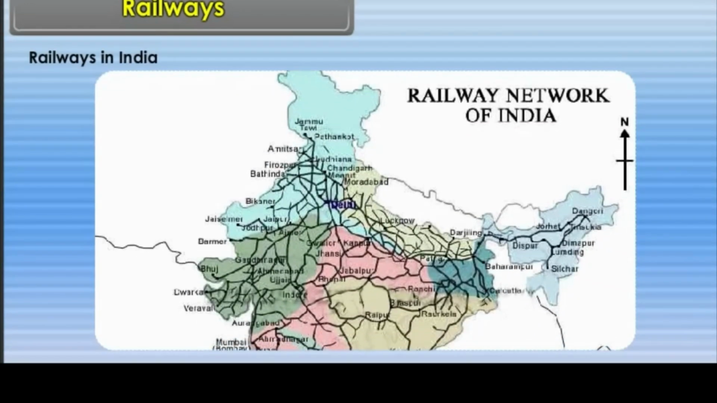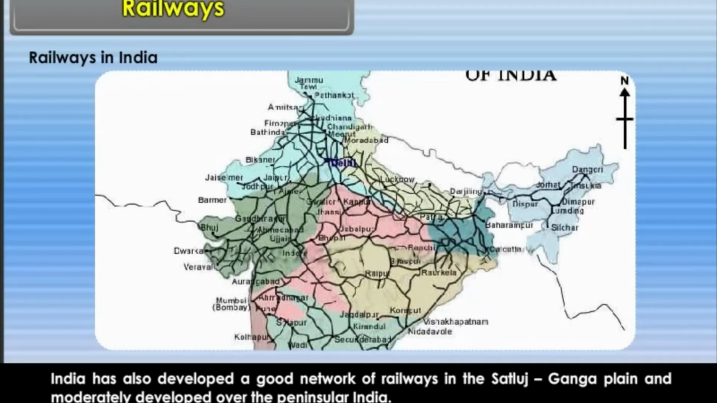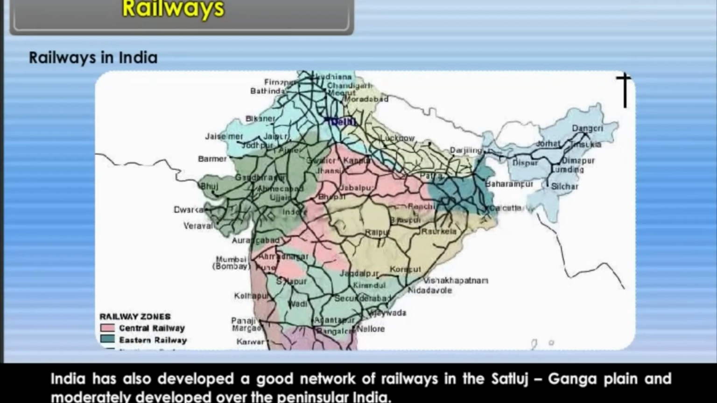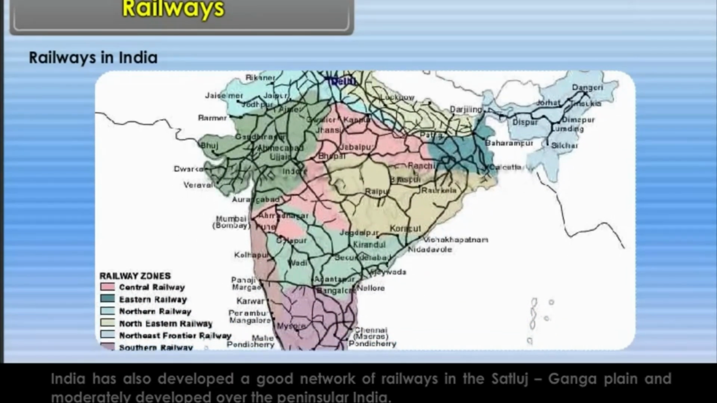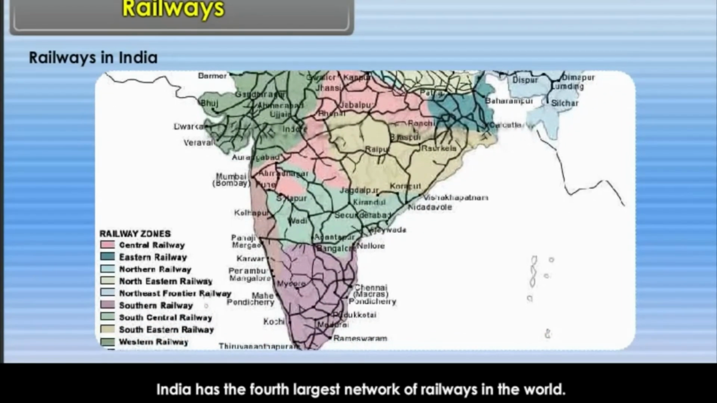Railways in India. India has also developed a good network of railways in the Sutlej-Ganga plain and moderately developed over the peninsular India. India has the fourth largest network of railways in the world.